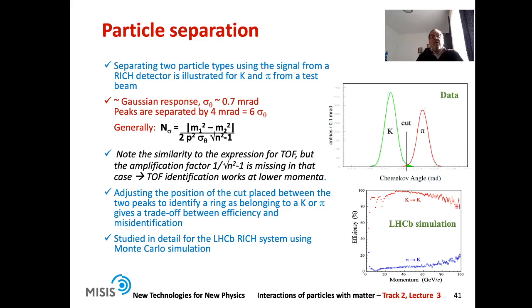By adjusting the position of the cut placed between the two peaks corresponding to kaon and pion, you could have a trade-off between increased efficiency and increased misidentification. This was studied in detail for the LHCb RICH system, and the performance of the RICH system in terms of efficiency and mis-ID for pion and kaon is shown at the bottom right, and this simulation is now very well confirmed with data.